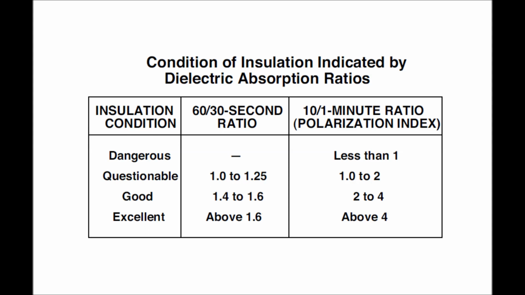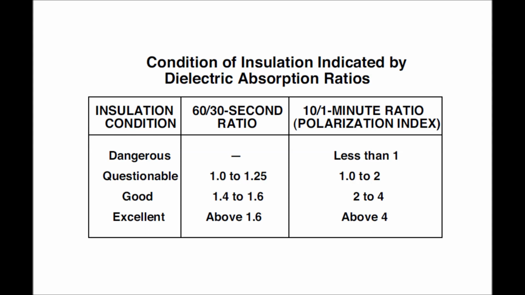Again, if the PI value is between 1 and 2, then it is said to be questionable. For good insulation of the transformer, the DAR value should be between 1.4 and 1.6. For good insulation, the PI value should be between 2 and 4. Again, if the value of the DAR is greater than 1.6, then the insulation is said to be excellent. In the case of PI, if the value is greater than 4, then the insulation of the transformer is said to be excellent.